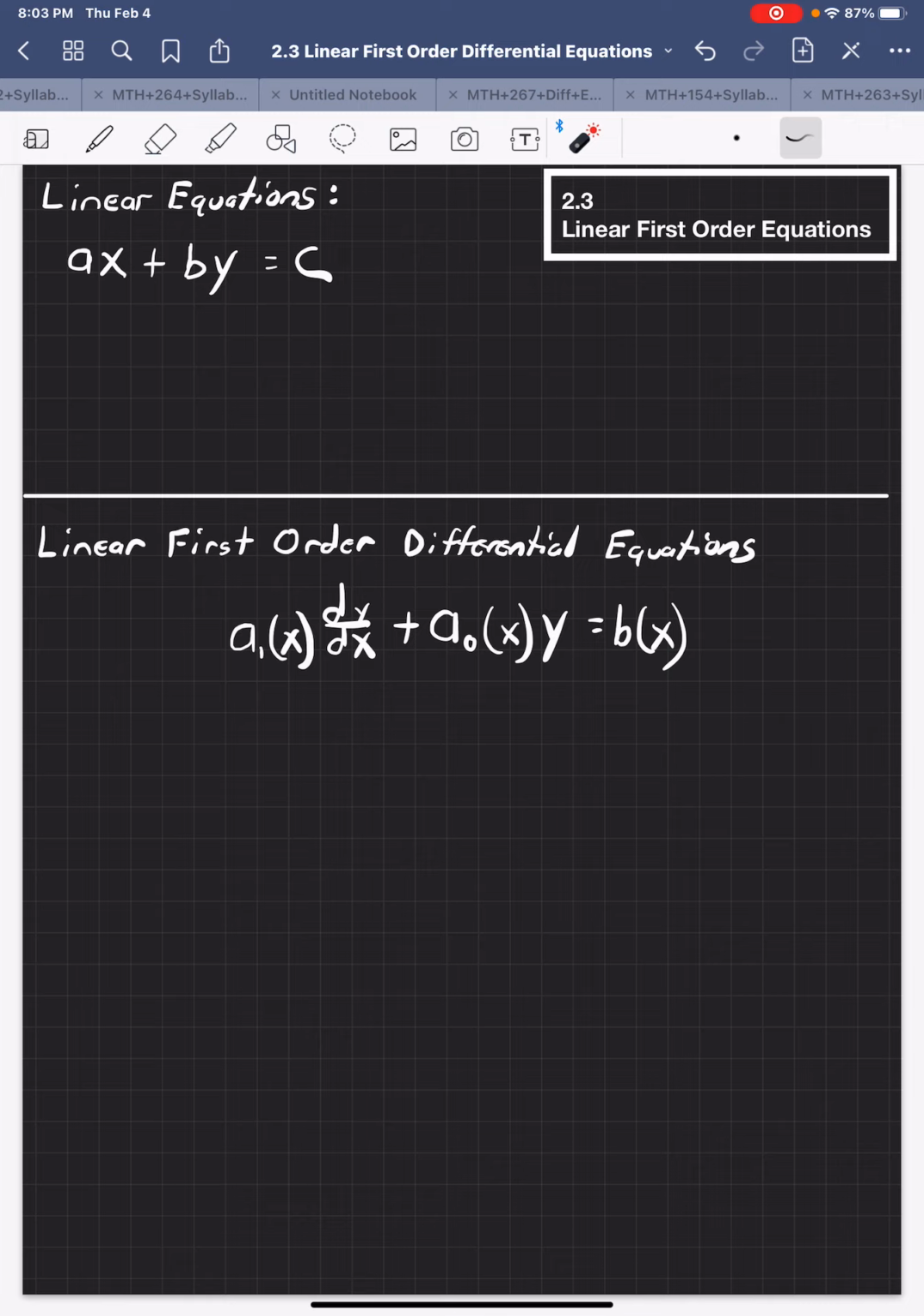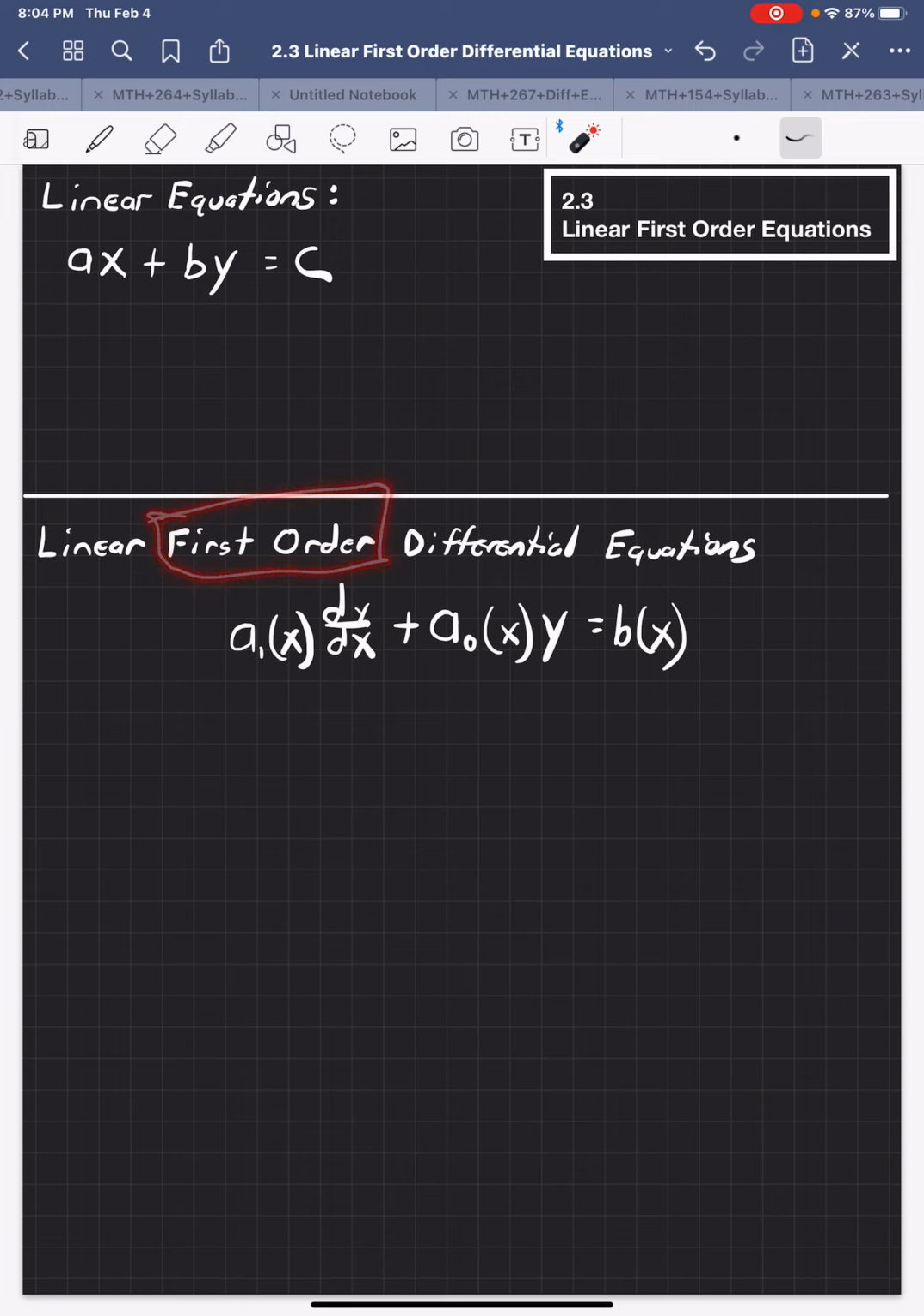Ready? So we're going to be discussing differential equations, right? But we're going to discuss first order linear differential equations. All right, so let's break that title down. So we got linear first order differential equations. Now, let's start with the first order part.